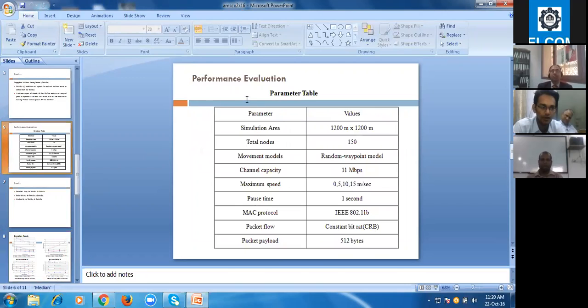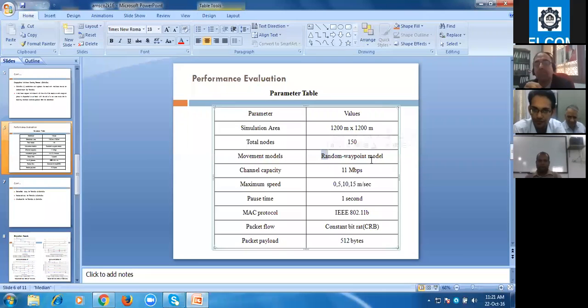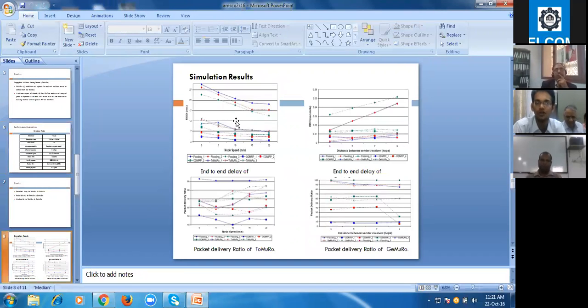Now I have the performance evaluation criteria in the parameter table. I am using Network Simulator version 2.0 on Ubuntu version 10.04. The simulation area is 1200 meters, and the number of nodes I am using is 150 in that region. The movement model is the random waypoint model, or omnidirectional movement. The channel capacity is 11 Mbps, the maximum speed is 10.05 m per second, the pause time is 1 second, and the MAC protocol is IEEE 802.11.